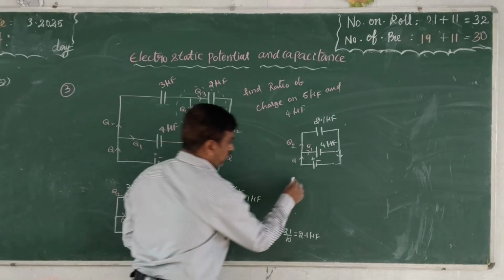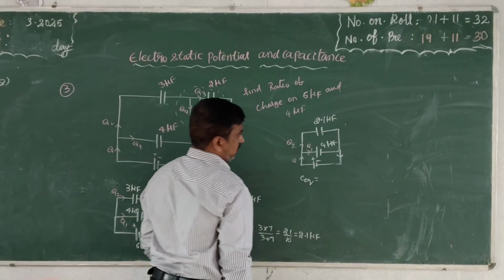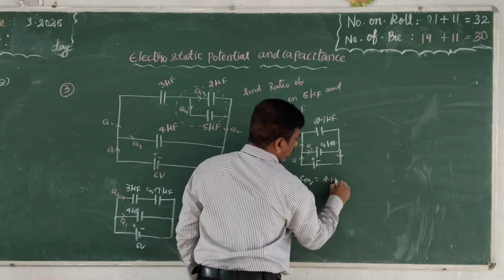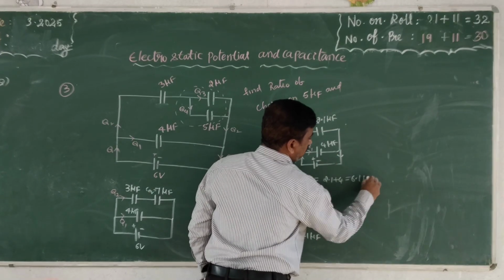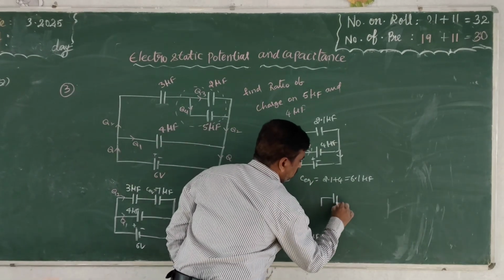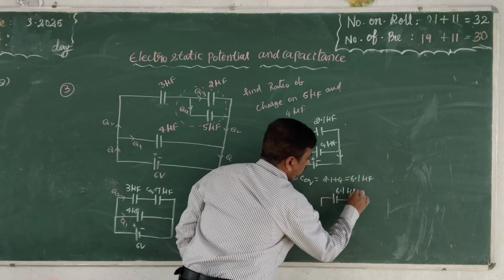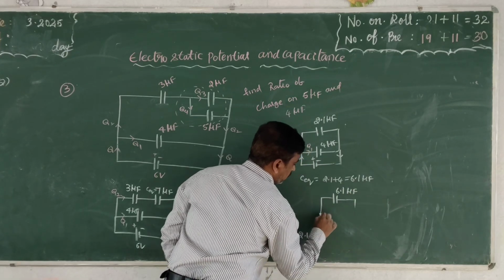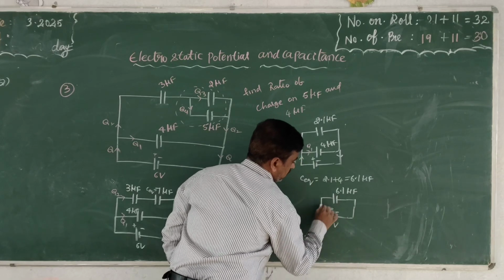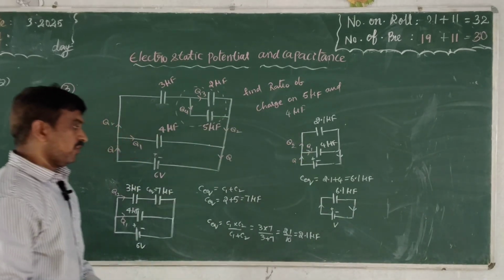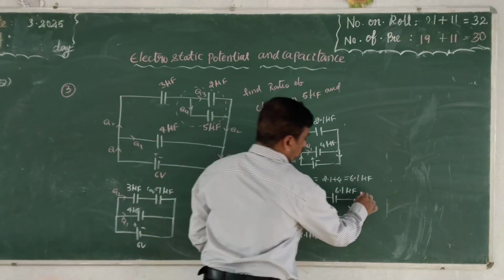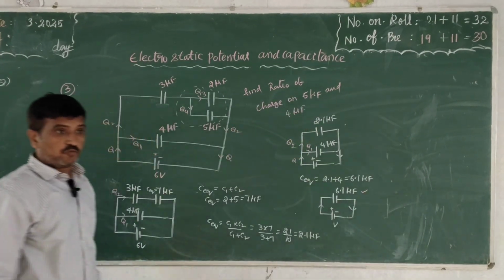So we can write C equivalence again. C equivalence equal to what? 4 plus 2.1, that is 6.1 microfarads. What is the final equation I write here? 6.1 microfarads. It is connected to the cell, plus minus. See, finally the circuit we are getting. So what is the equivalent capacitance? Total circuit 6.1 microfarads.